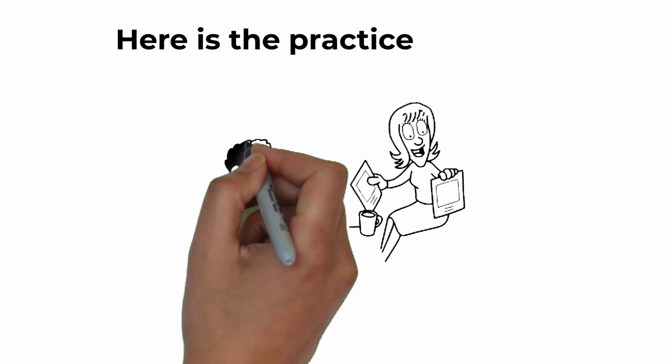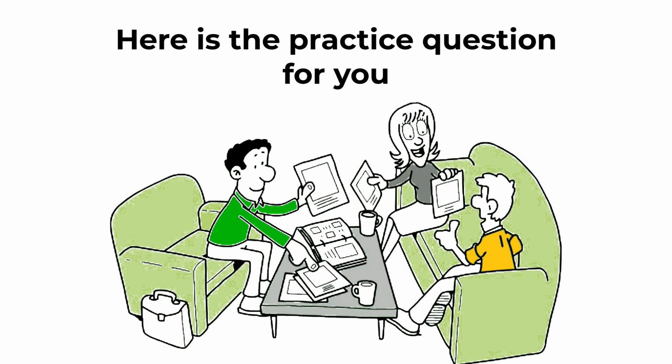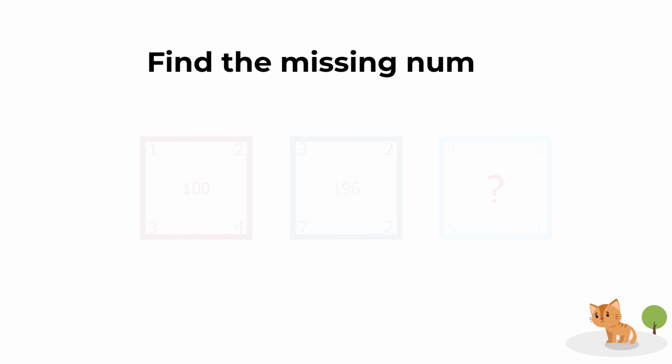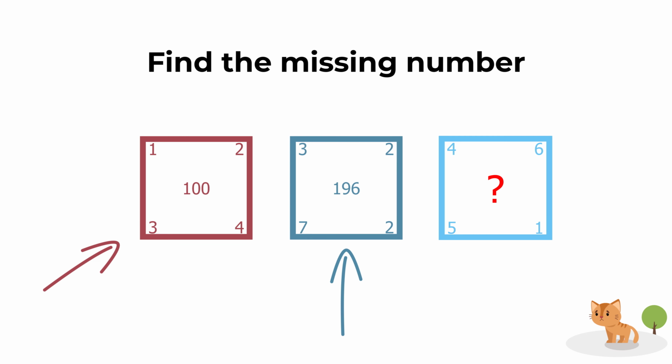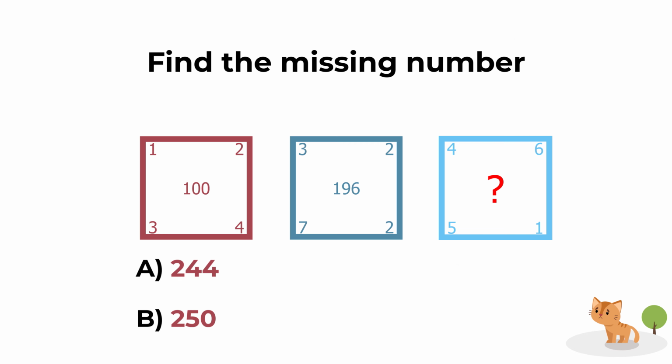Here's the practice question for you. You're presented with 3 squares. Each square has numbers in the corners and also has a number in the middle. The third square has the number in the middle missing, and you need to calculate the missing number. You have 4 different choices. Choice A, 244. Choice B, 250. Choice C, 256. And choice D, 262.